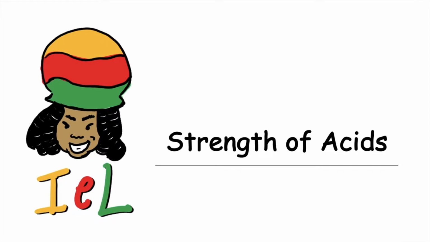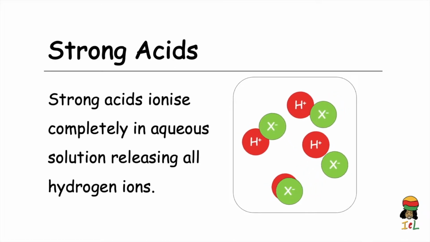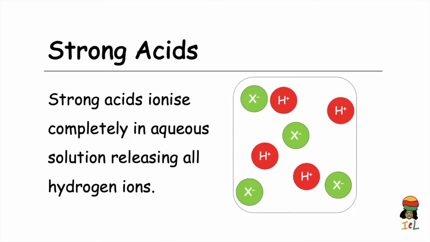We will now take a specific glance at the strength of acids. Recall that the strength of an acid is described as strong or weak. All the solute molecules of a strong acid, represented by HX in the animation to the right of the screen, will ionize or dissociate completely in solution, releasing all their hydrogen ions and associated anions. Therefore, strong acids release or contain their maximum number of hydrogen ions in solution.